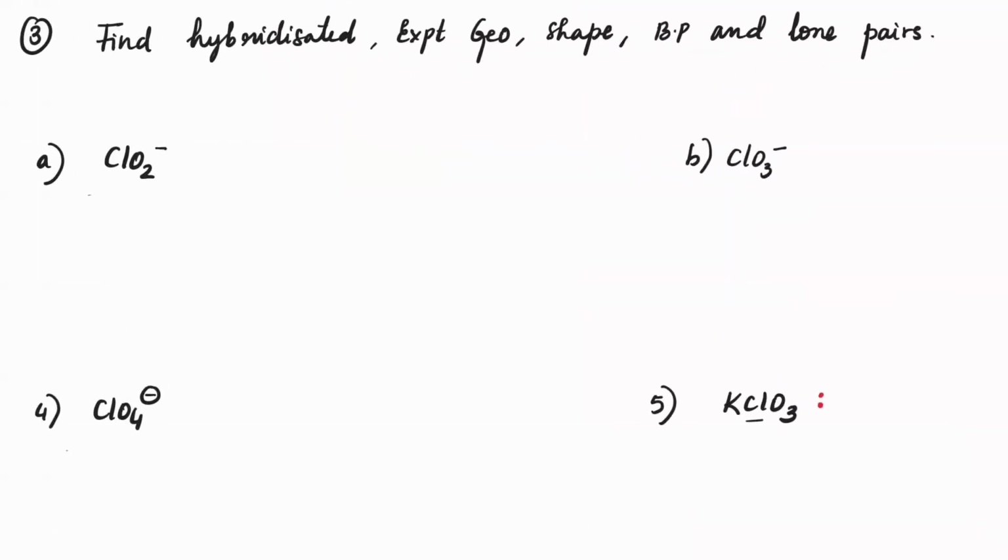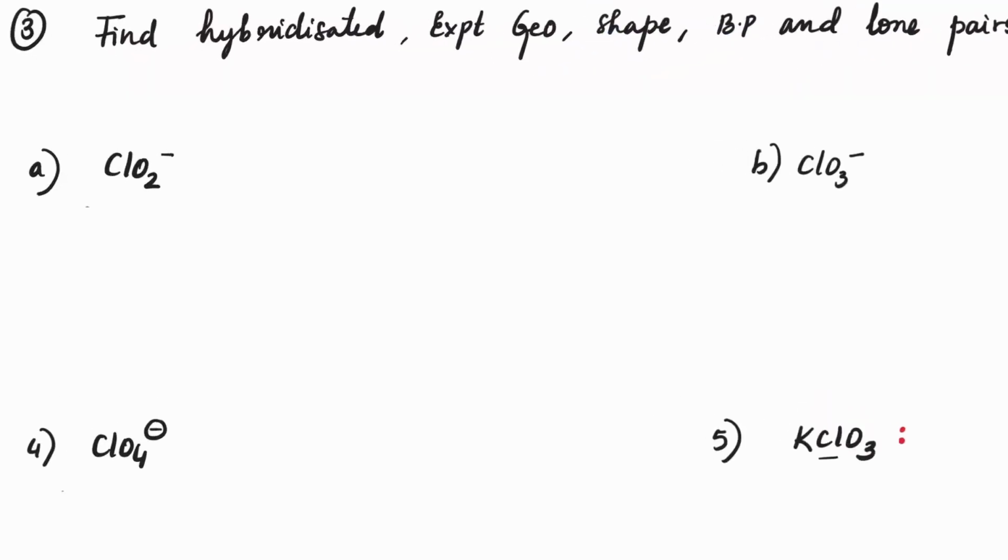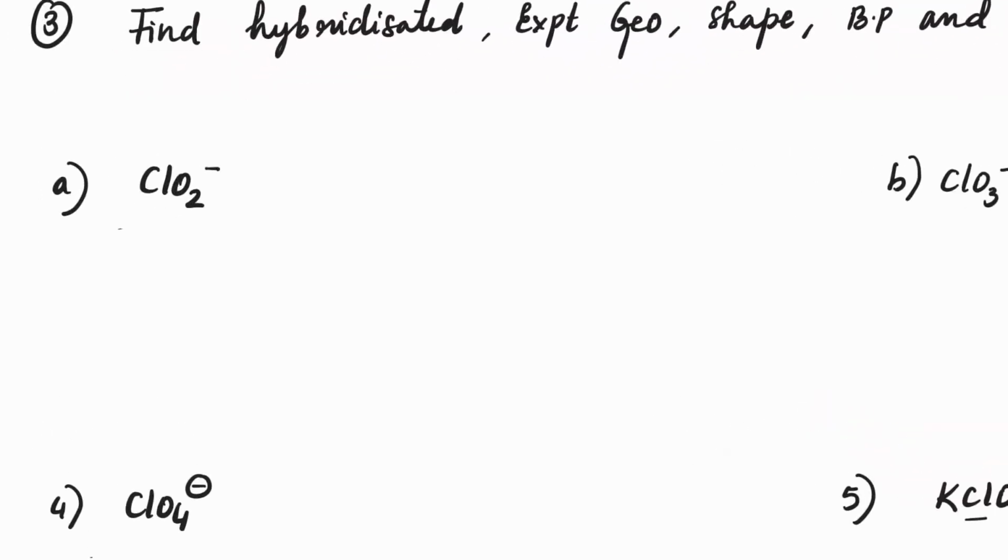Now let's quickly, we don't have to keep on bisecting every other aspect now. In simple shortcuts, how can we solve every other aspect which is asked: hybridization, expected geometry, shape, bond pairs, lone pairs, nature of bonding, everything. Now let's see one by one. First thing is steric number, which you know how to do.